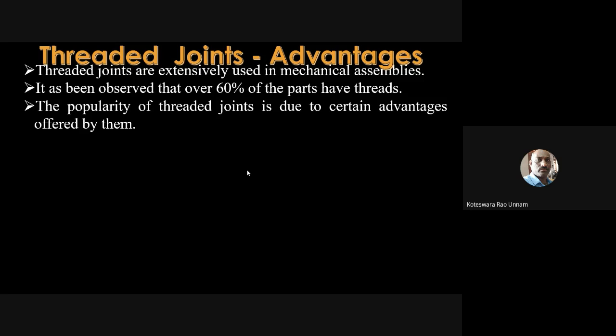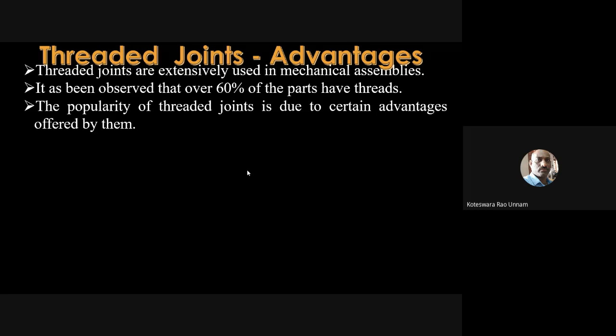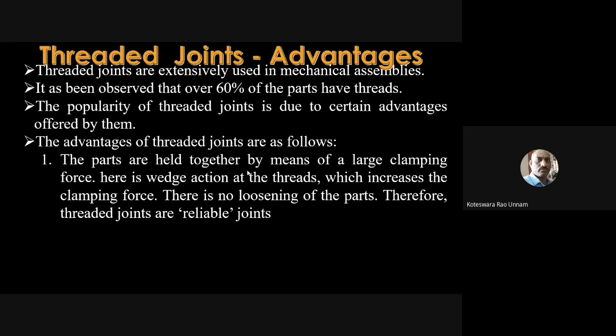So why this extensive use of threads in mechanical assemblies? What is the reason for that? The popularity of the threaded joint is due to the following advantages. Because these threaded joints have certain advantages, they are the most popularly used joints in mechanical assemblies. And the advantages are: 1.